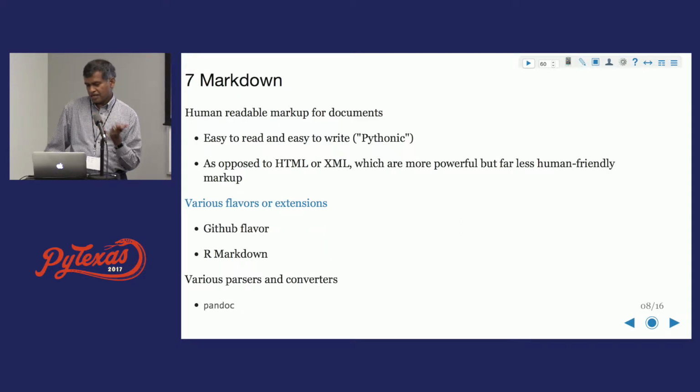Markdown, in case you're not familiar with it, is a very simple markup. The goal is that it's easy to read and easy to write. I'll show you an example of Markdown in a moment. That's why I call it Pythonic. The reason I like Python is it's easy to read and easy to write. It's sort of minimalist. And Markdown has the same property, which XML and HTML, for example, don't have. So that's why it is popular.